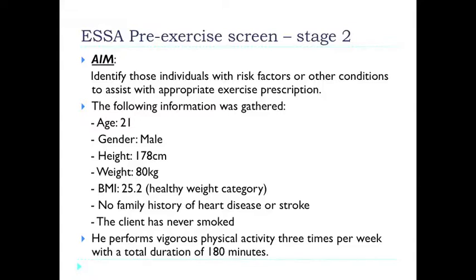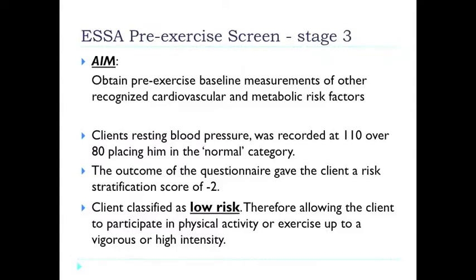The ESSA pre-screening tool offers a third stage that is optional and must be carried out by an exercise professional. The only meaningful data that was able to be collected from this section was the client's resting blood pressure, which was recorded at 110/80, placing him in the normal category. The outcome of the questionnaire gave the client a risk stratification score of -2. This classified the client as low risk, therefore allowing the client to participate in physical activity or exercise up to a vigorous or high intensity.